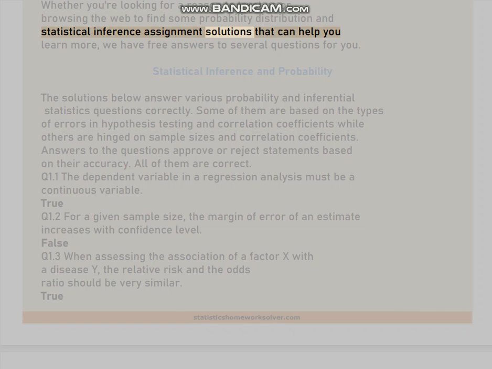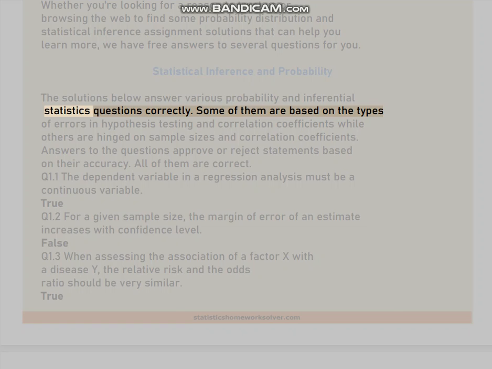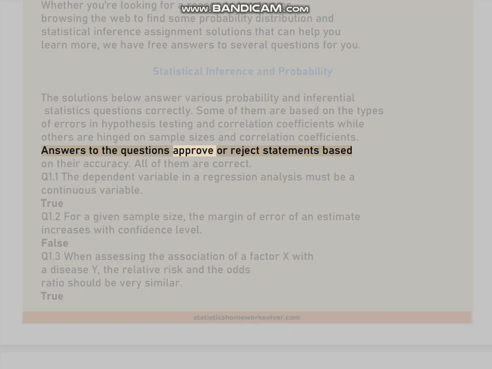We have free answers to several questions for you. Statistical inference and probability. The solutions below answer various probability and inferential statistics questions correctly. Some of them are based on the types of errors in hypothesis testing and correlation coefficients, while others are hinged on sample sizes and correlation coefficients. Answers to the questions approve or reject statements based on their accuracy. All of them are correct.